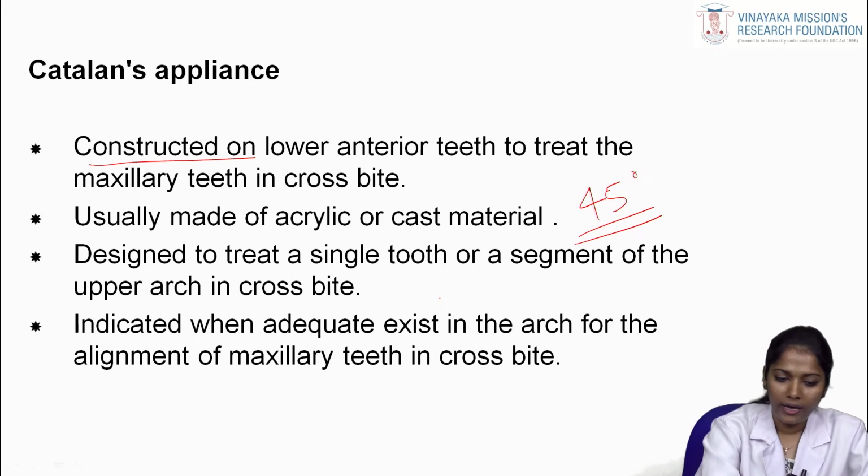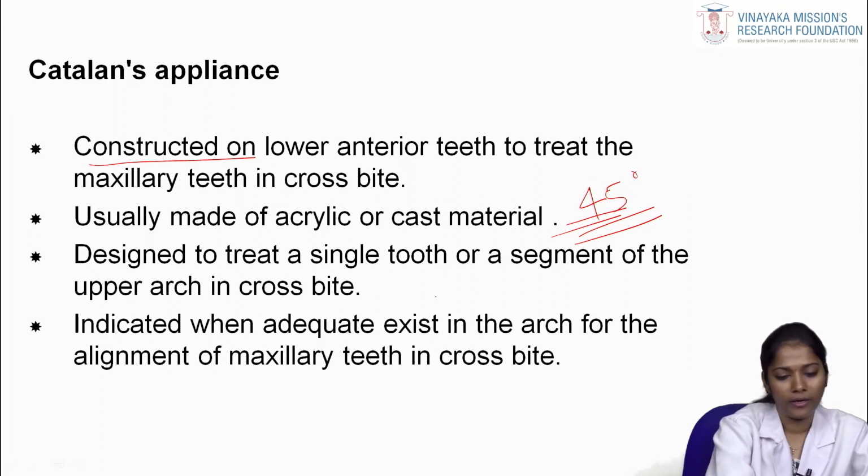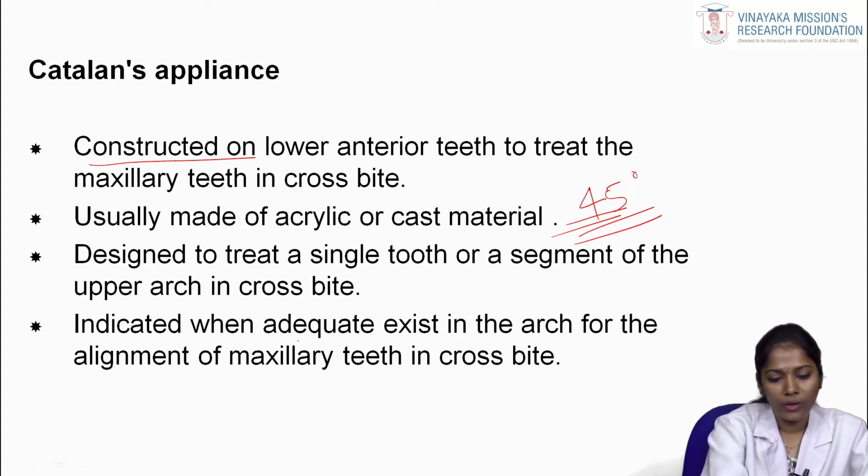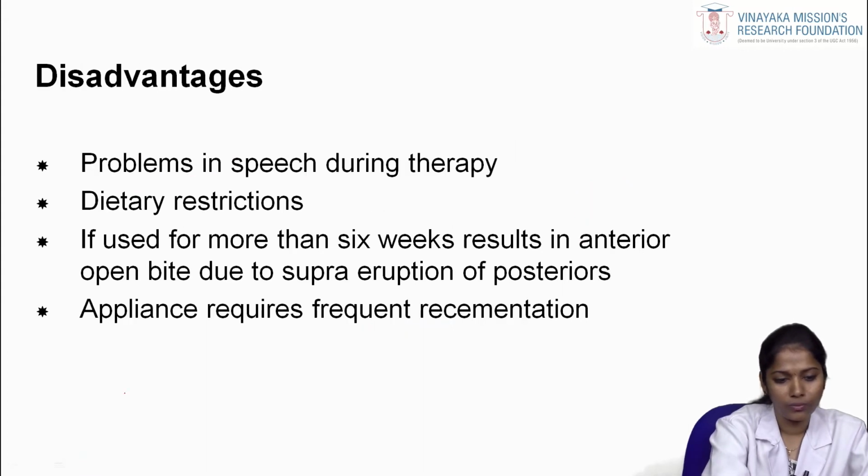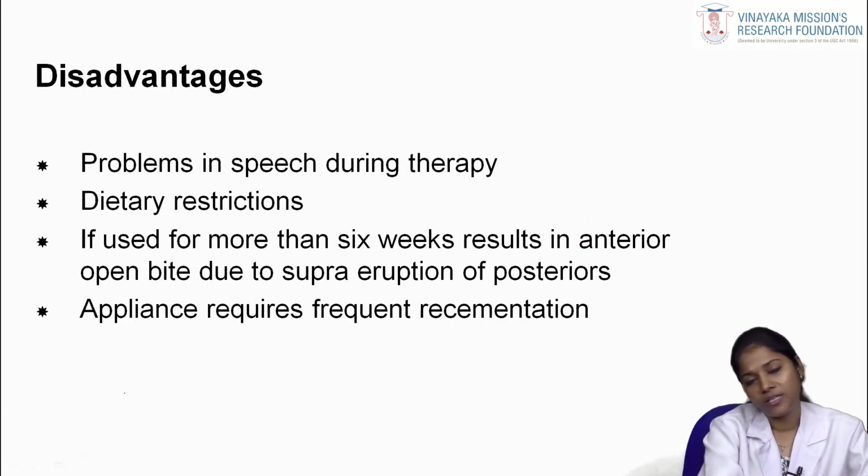That will guide again from the palatal aspect of your developing single tooth which is in crossbite. Slowly, due to the eruption force along this angle, the tooth will come more buccally and your crossbite will get corrected. So this is indicated when an adequate amount of space exists in the arch for the alignment of your crossbite. But again, the disadvantages.